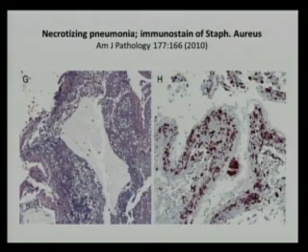This is staph pneumonia. Here again, an immunostain for staph. And what you see here, rather than fibrin, is just a big cavity. And that's because this is an area of necrosis of the lung as a result of the staph.